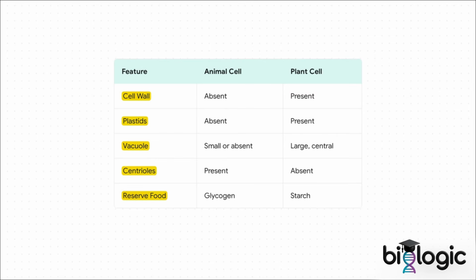Now, even within eukaryotes, there's another key distinction you gotta know. Animal cells versus plant cells. This table, another exam favorite. The big 3 differences you absolutely have to remember are that plant cells have a rigid cell wall, plastids like chloroplasts to do photosynthesis, and a huge central vacuole. Animal cells don't have those, but they do have centrioles, which are important for cell division.